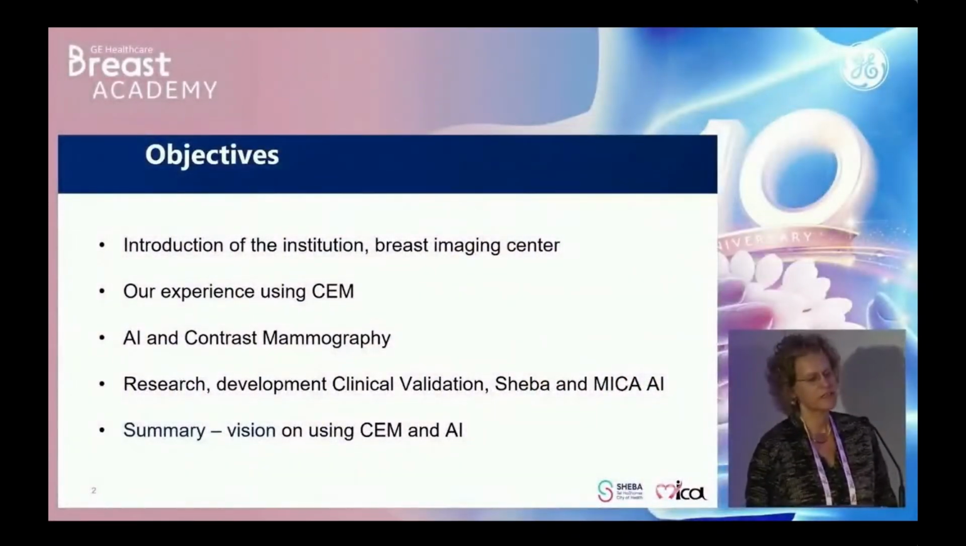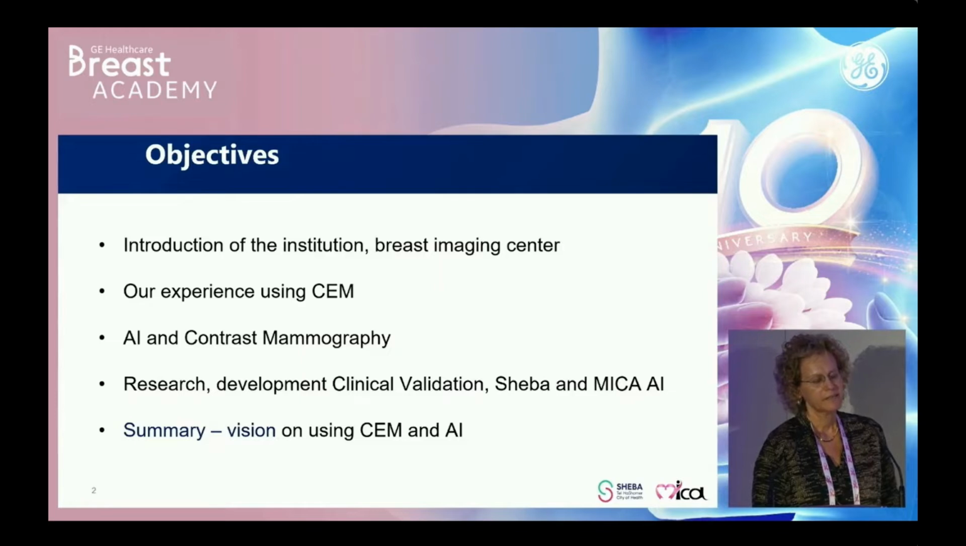Thank you for the opportunity to present our initial experience with the automatic classification of lesions in contrast mammography using AI. I will briefly introduce our center, our experience with contrast mammography, and the development of AI using contrast mammography.